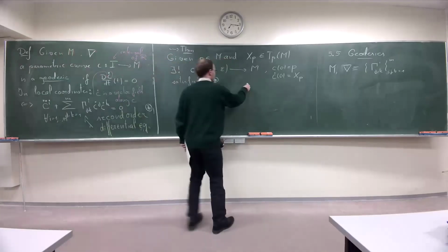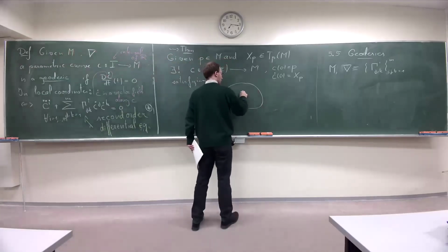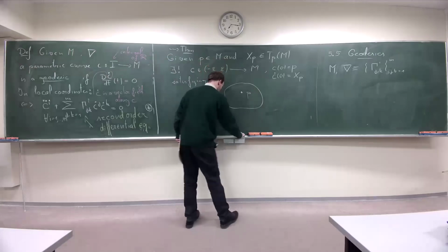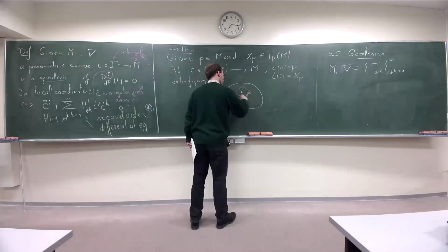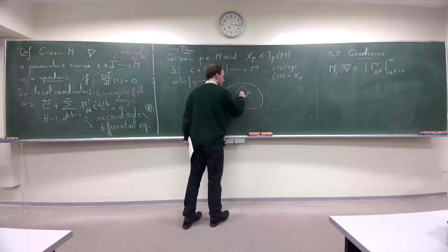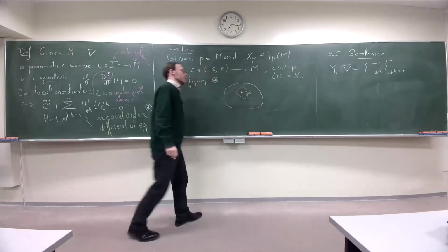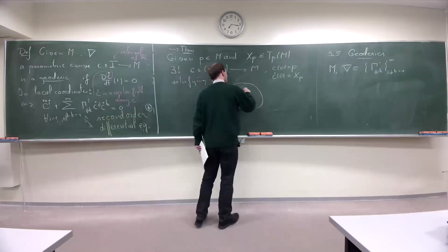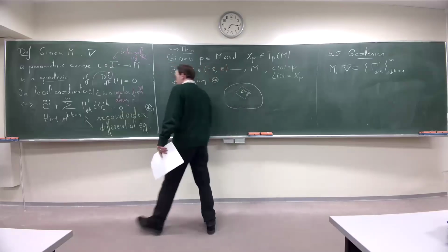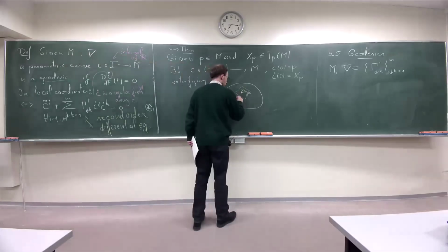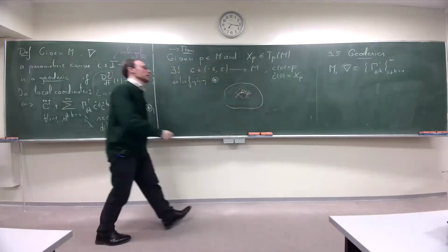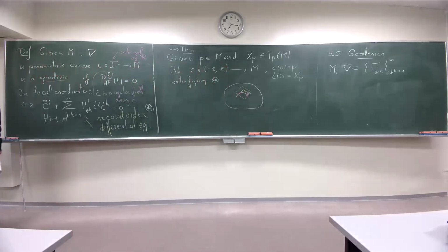So if you want to have a picture, you have a point P. At this point P, you have a tangent space which is just on the surface. Take on this tangent space a vector X_P. And the statement is that there exists a unique geodesic on the manifold, maybe just a small one, but there exists a unique geodesic on the manifold.